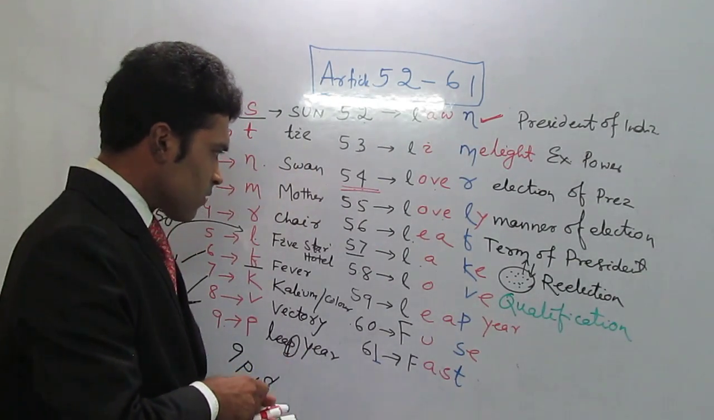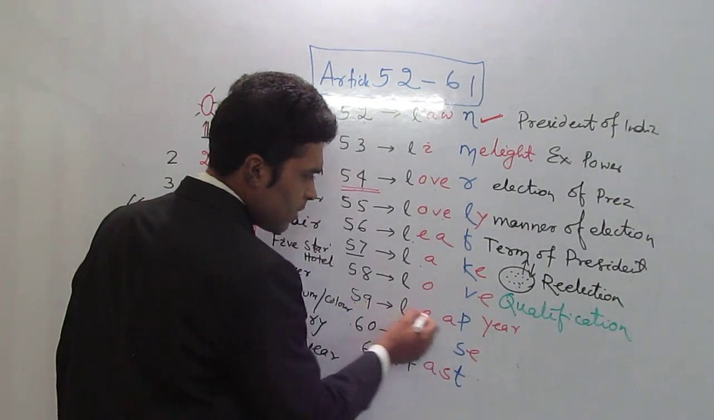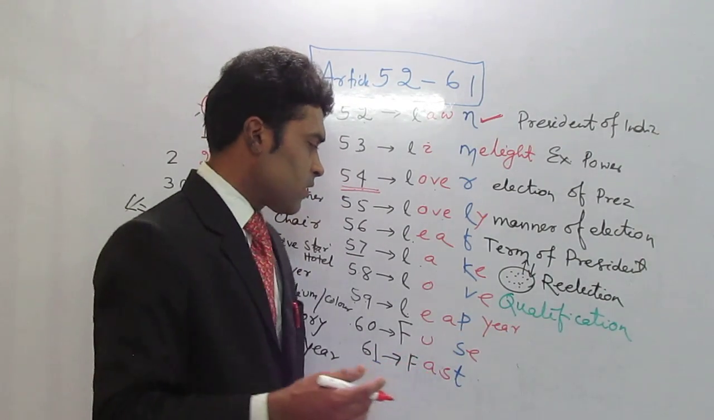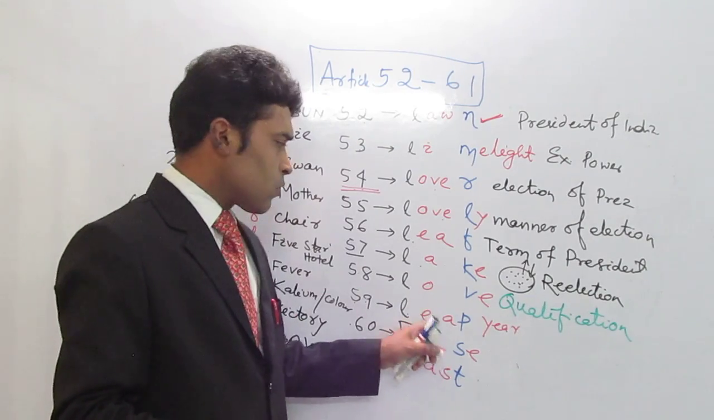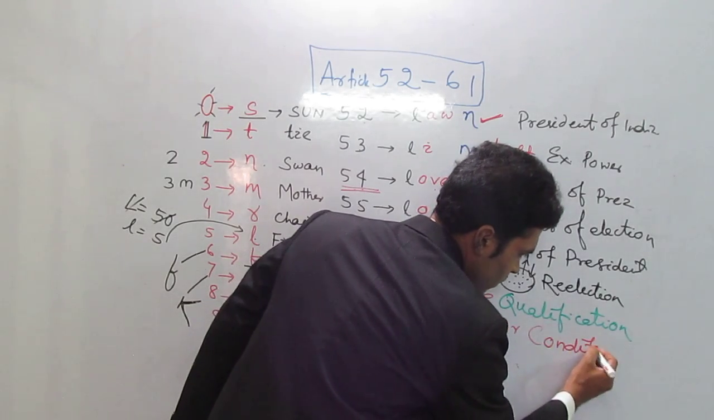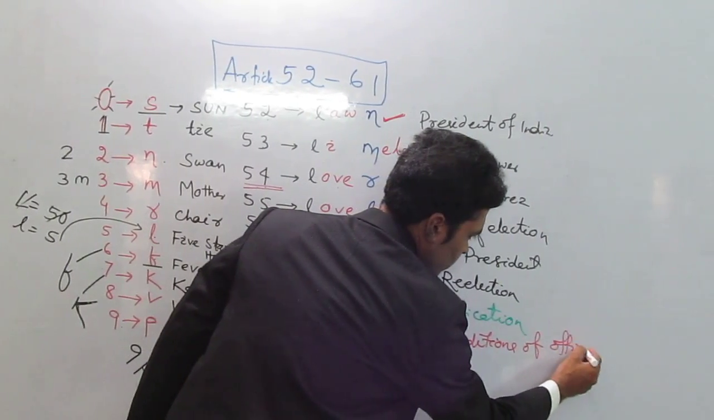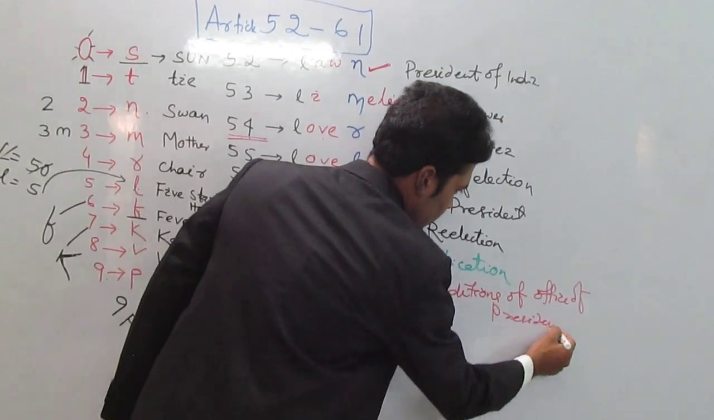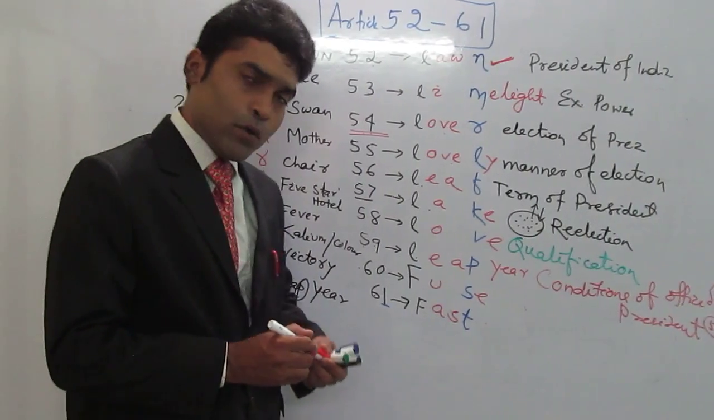And 59, actually 59 is leap year. 5 L, 9 P, 59 leap year. Actually general year and leap year. So whenever a condition is there, that is leap year. So conditions of office of president. Conditions of office of president is coming under this 59. Very simple.